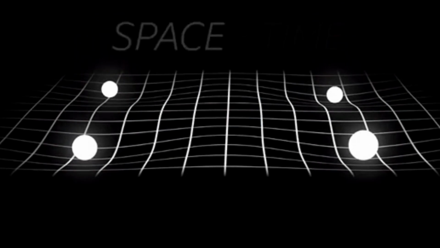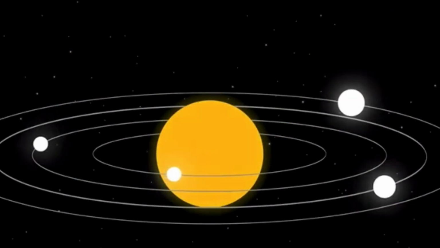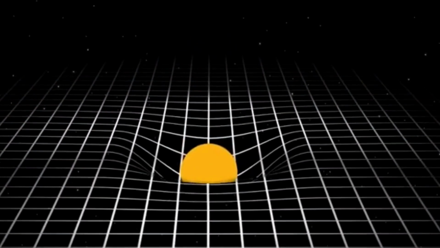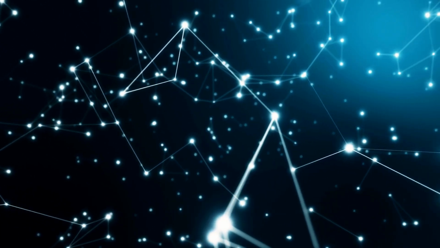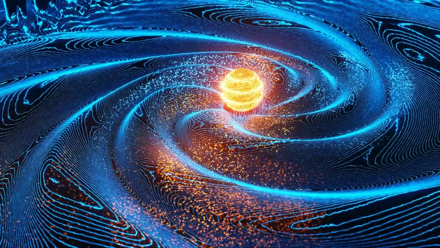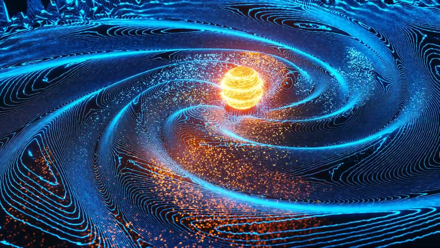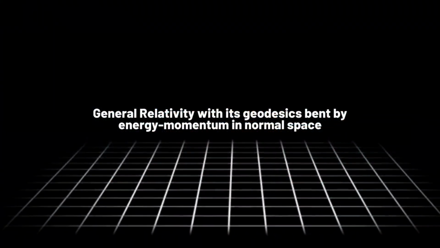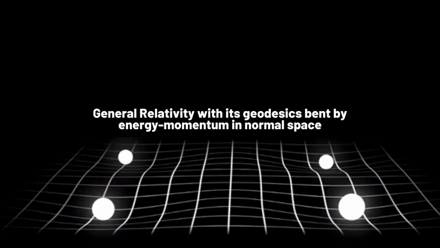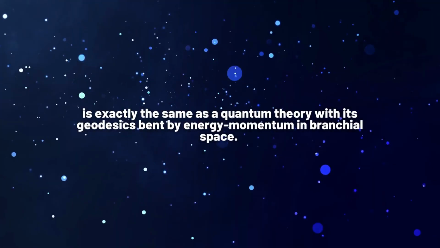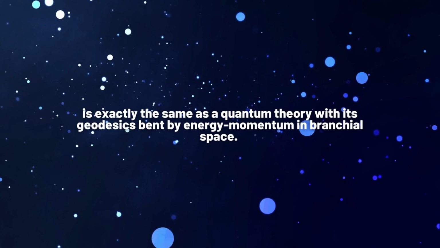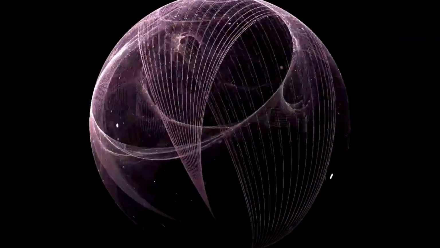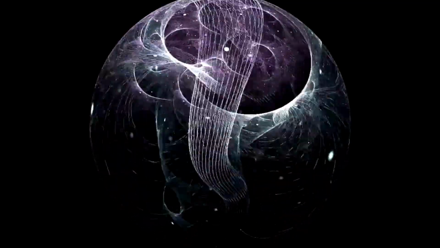In Einstein's theory of general relativity, masses such as planets follow the shortest path through space-time, or the geodesic path. Space-time is also bent by the presence of energy. According to Wolfram, this energy is the amount of activity going on at any given position on the web. And it is this calculation that ultimately bends the geodesics of large masses. Wolfram claims that general relativity, with its geodesics bent by energy momentum in normal space, is exactly the same as a quantum theory with its geodesics bent by energy momentum in branchial space. So according to Wolfram, general relativity and quantum theory are essentially the same theory.